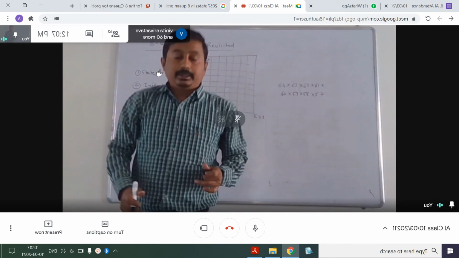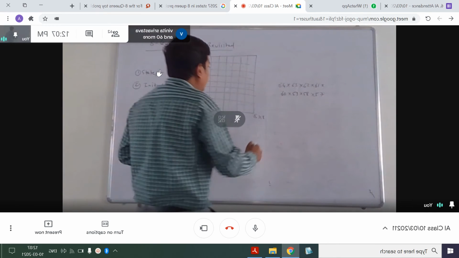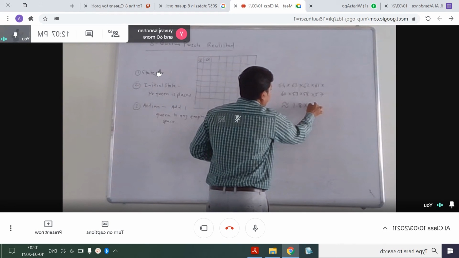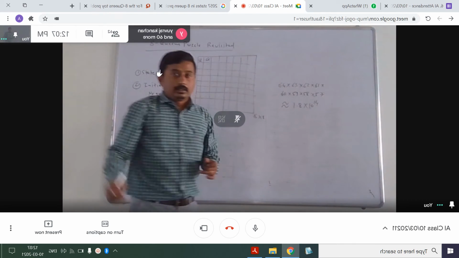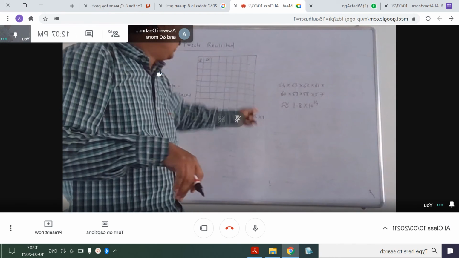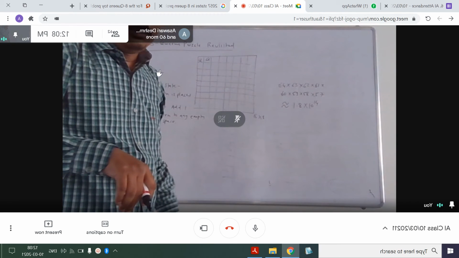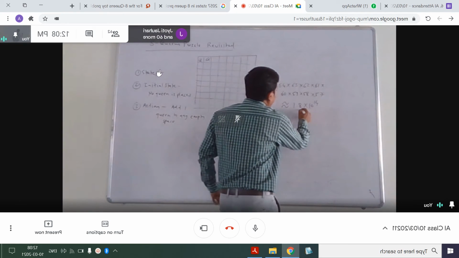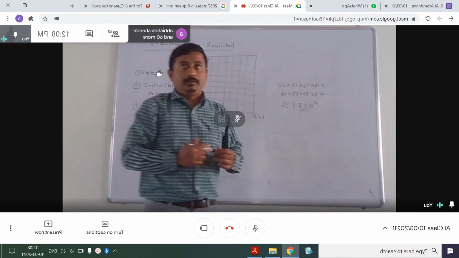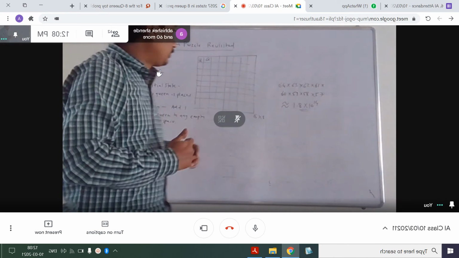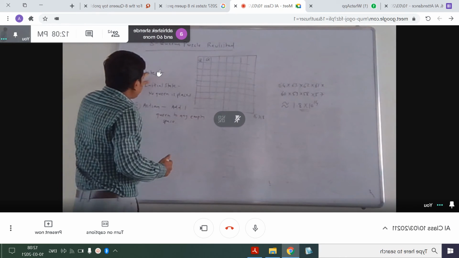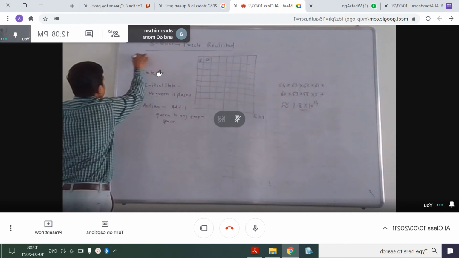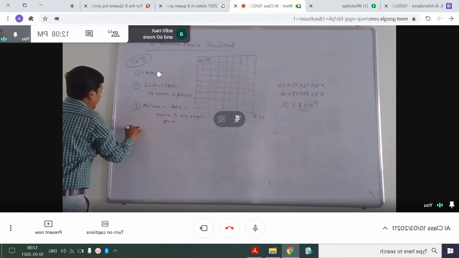So these many states are possible, and if you calculate, this comes out to be nearly 1.8 into 10 to the power 14. That many states are possible. So that means your problem is very complex. So can we reduce this number of states? This is our solution number 1. Now, can we reduce this number?